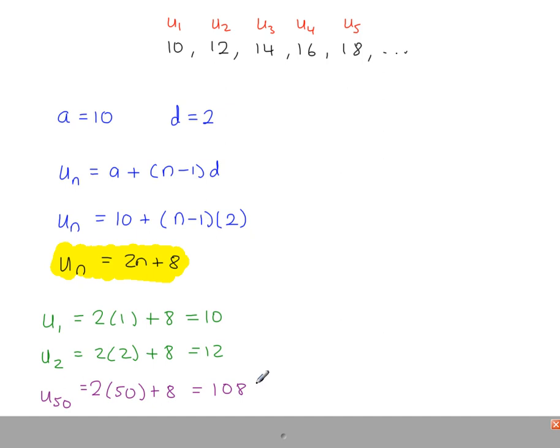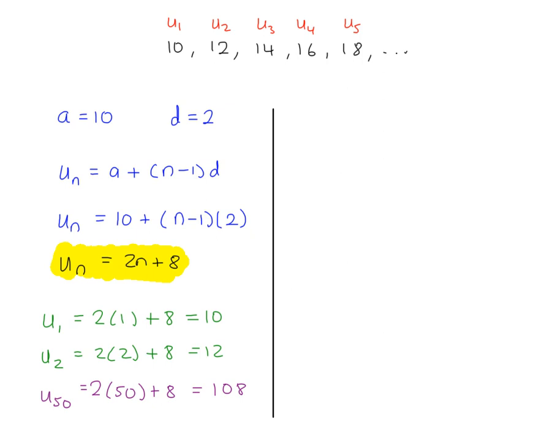The key thing here is you don't have to generate every single term to get to the 50th term. You can just put in n equals 50 into the formula here, and it will give you the 50th term directly. I don't need to work out the third, the fourth, the fifth, all the way up to the 50th term.